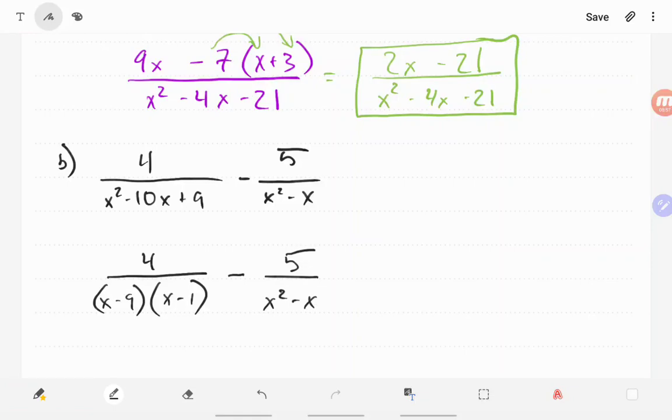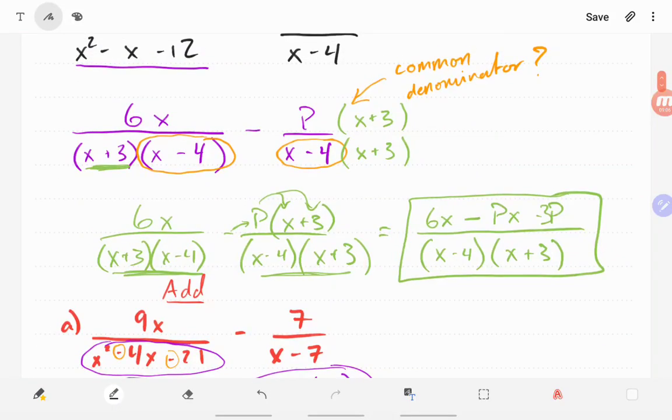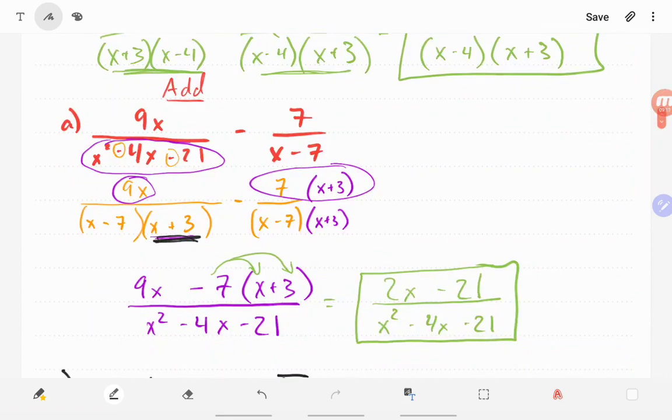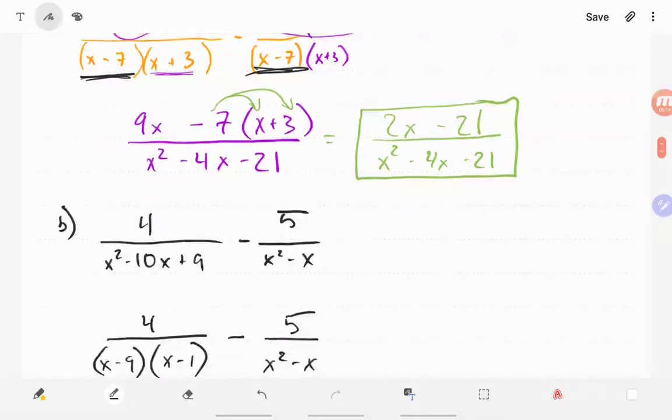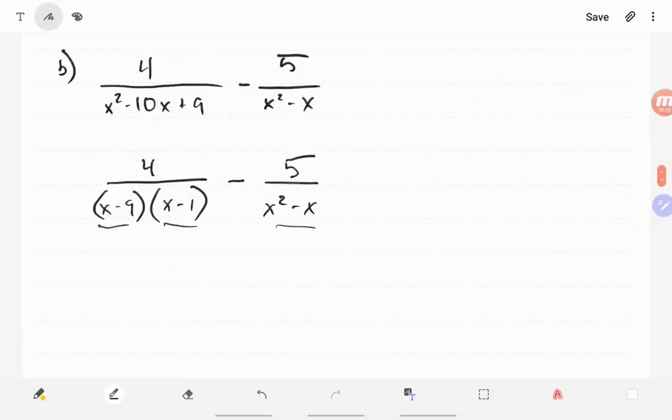Uh-oh. Do you guys see anything that is common between these denominators, right? If we look back at these previous problems, whenever we factored, there was always something that was common in those denominators. So looking at this, I don't see something that is common. Well, you know what we could do? We could factor this denominator, right? I see something that's common between both of these terms.